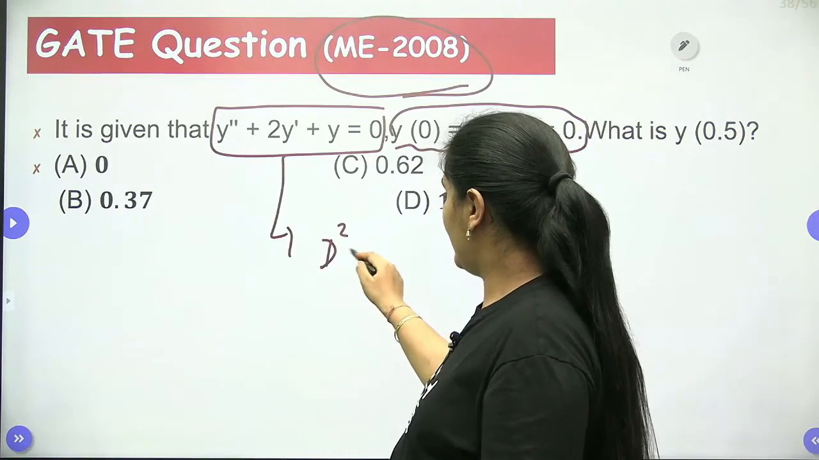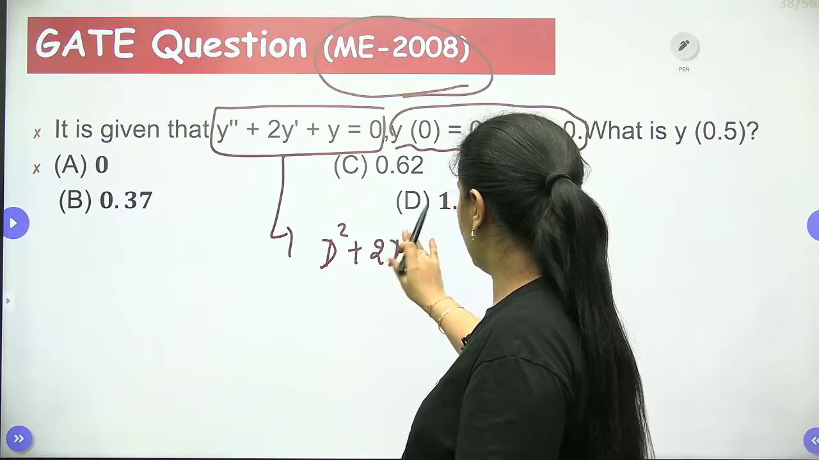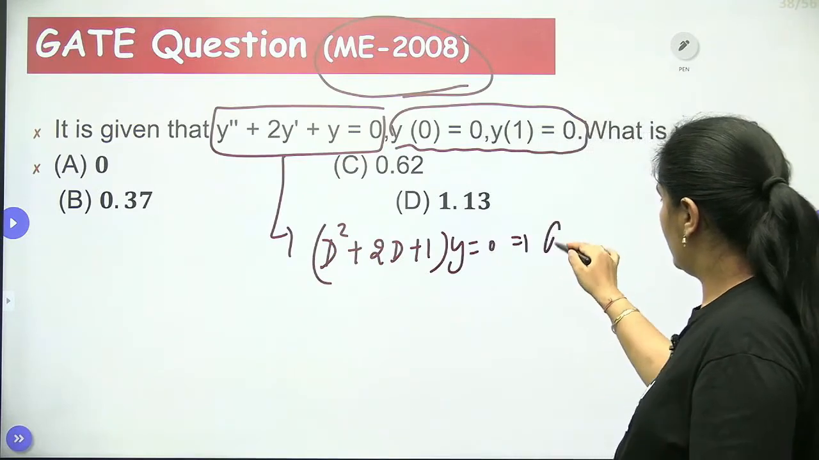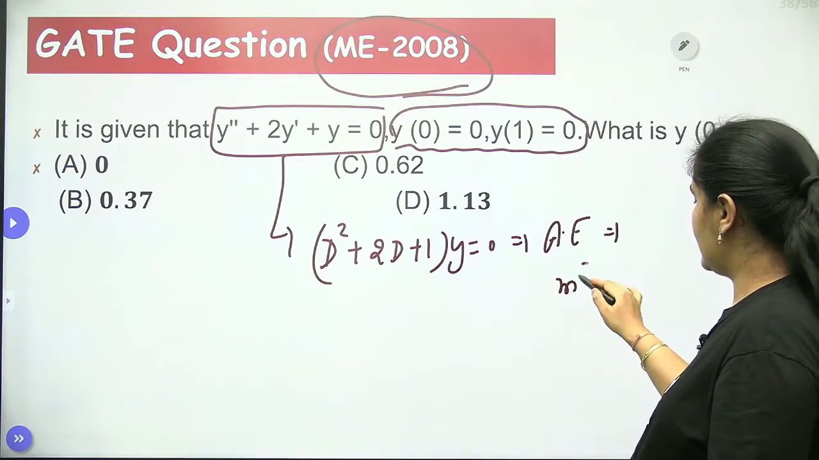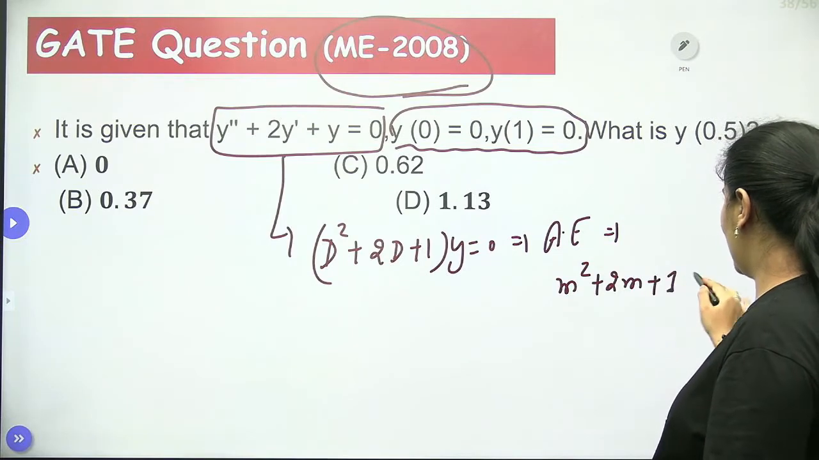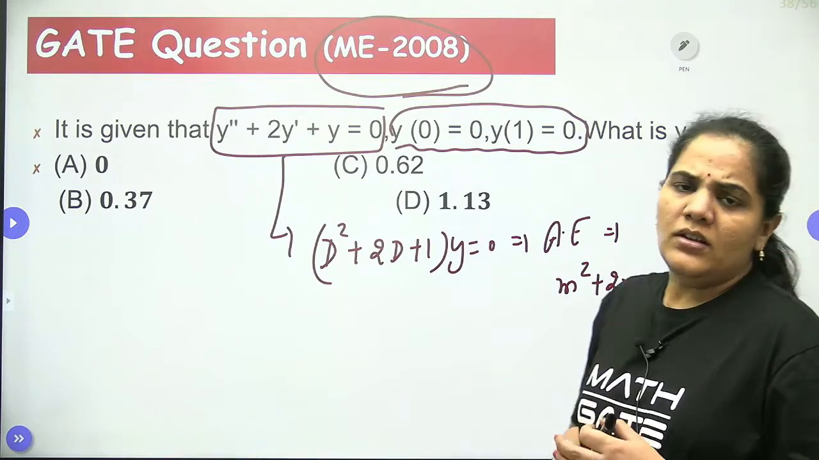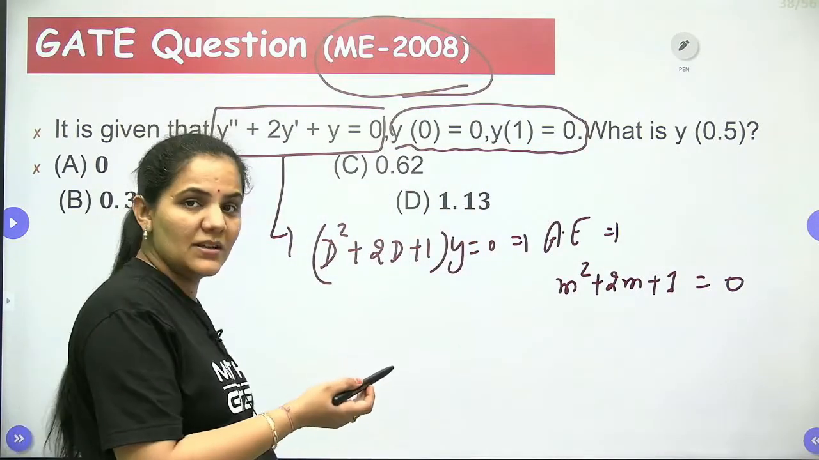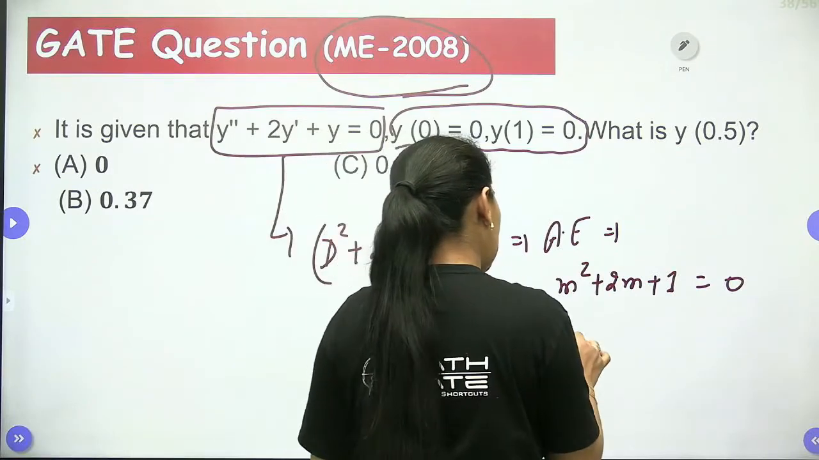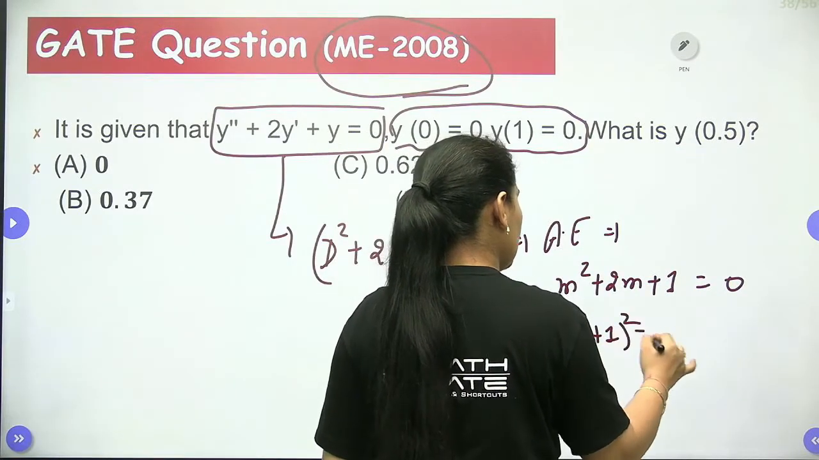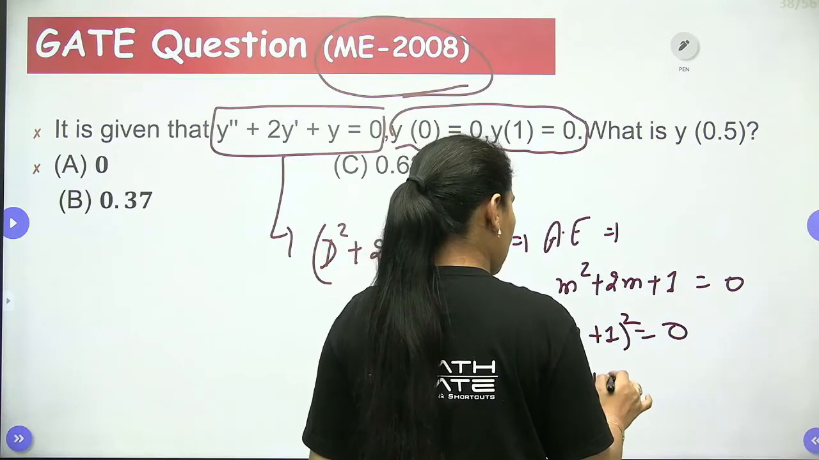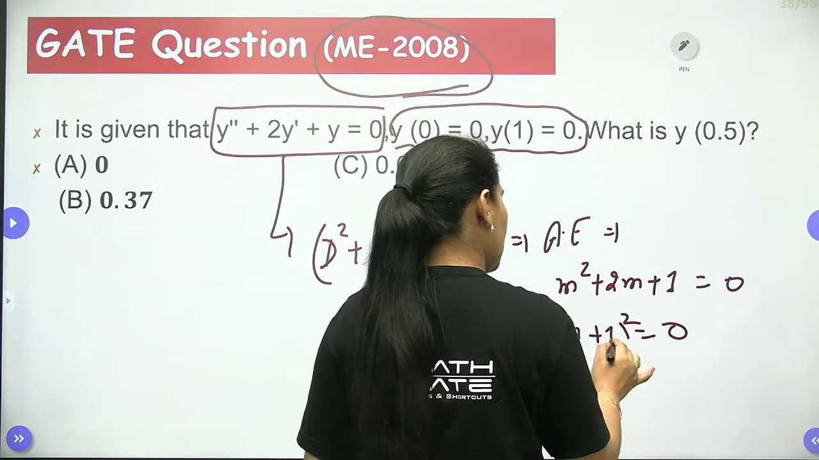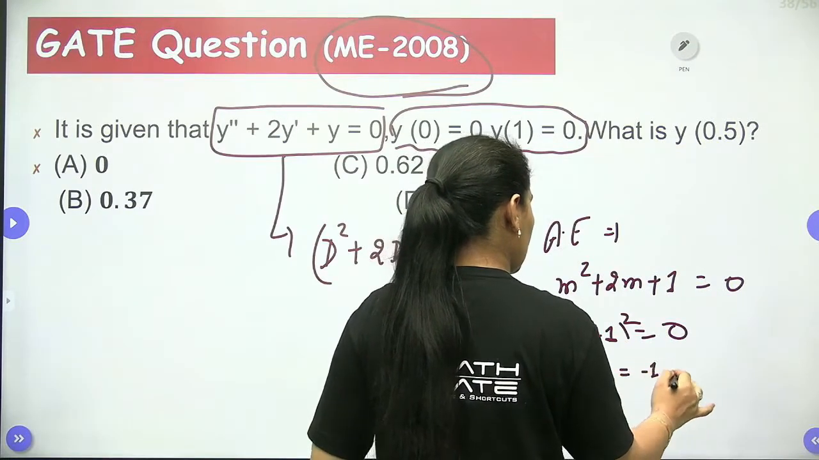Now I will write directly D square plus 2D plus 1, y is equal to 0. So you can write the auxiliary equation as m square plus 2m plus 1 is equal to 0. Can we write it as m plus 1 whole square? Yes, this is nothing but m plus 1 whole square equals 0. It means m is equal to minus 1 and minus 1.